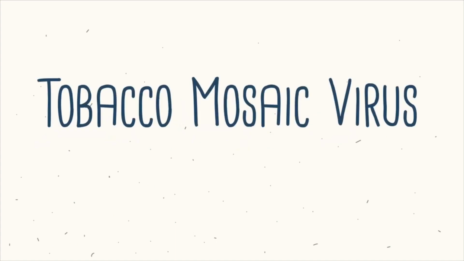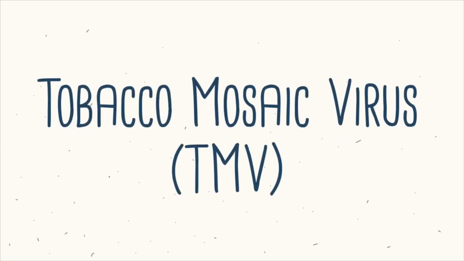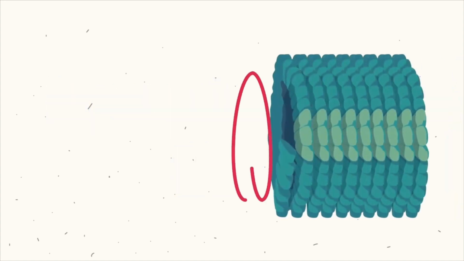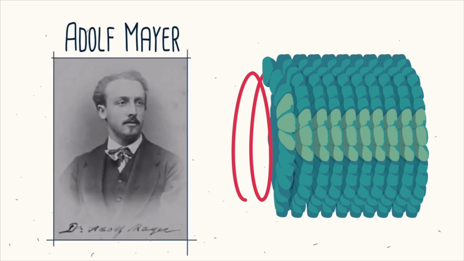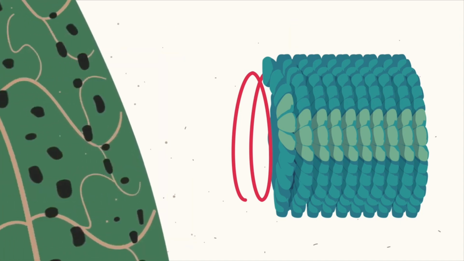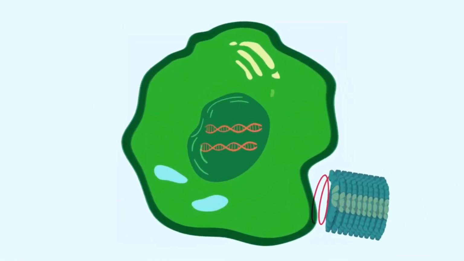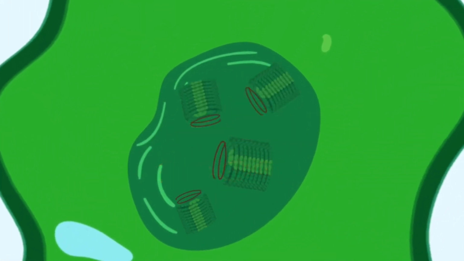A classic virus is the tobacco mosaic virus, or TMV. It has a rod-like structure consisting of a coat of proteins positioned helically around a single strand of RNA, and was actually the first virus to be described by Adolf Mayer, but can enter wound sites. Once it's in, TMV can hijack plant cells to aid its own replication.